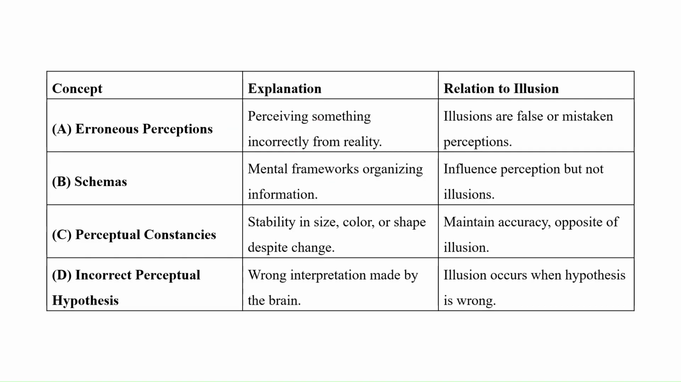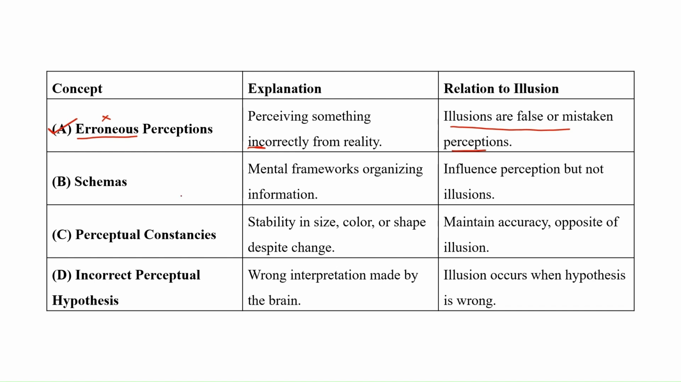Let's try to understand in this table. Erroneous perception, from the word itself we can understand it. Erroneous is something which is not correct, which is wrong, which is perceiving something incorrectly from reality. And how is it related to illusion? Illusions are false or mistaken perceptions. And here we are perceiving it in a wrong way. So this can be one option.